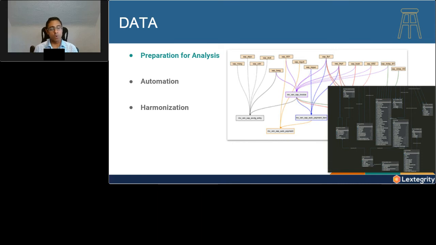preparation for analysis. There are three core components of data. The first is preparation for analysis. The second is automation, and the third is harmonization. And I'll talk about each of those in detail. The first is preparation for analysis. And what that means is the not trivial task of preparing and bringing in that data, organizing it into a data model that can actually be used to perform analyses. You have to get the data from the raw data into a state where it can be analyzed.